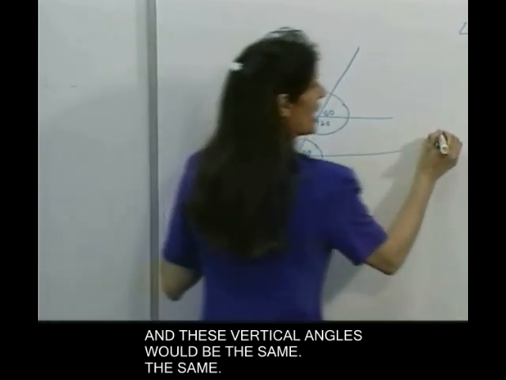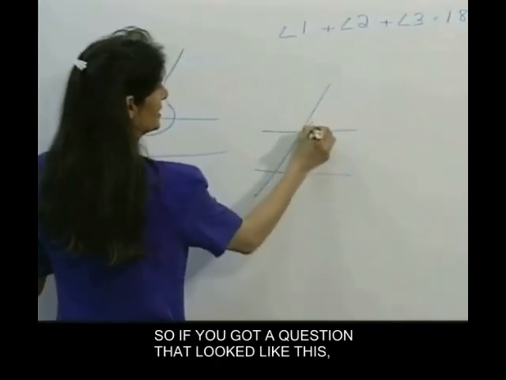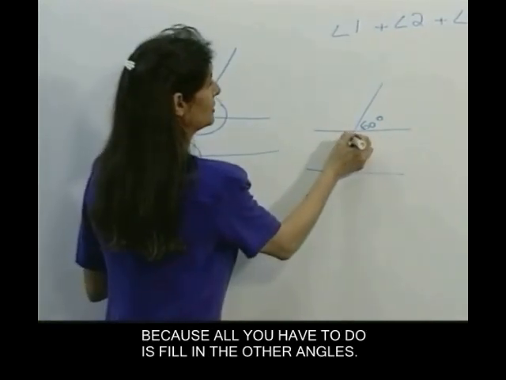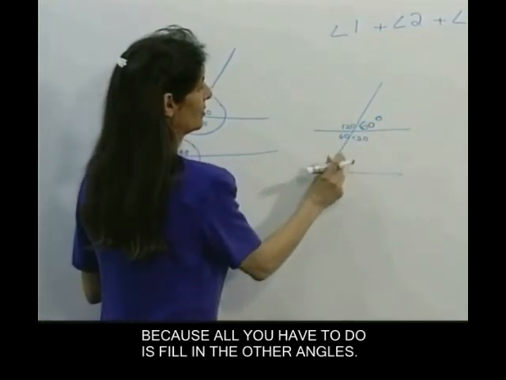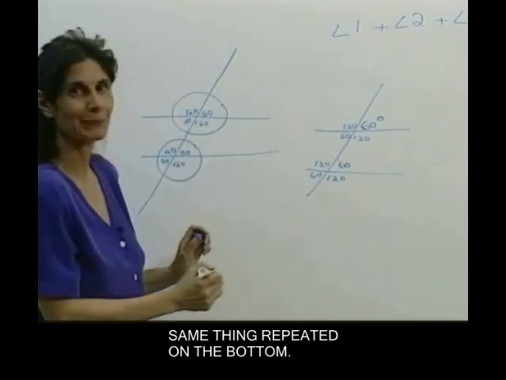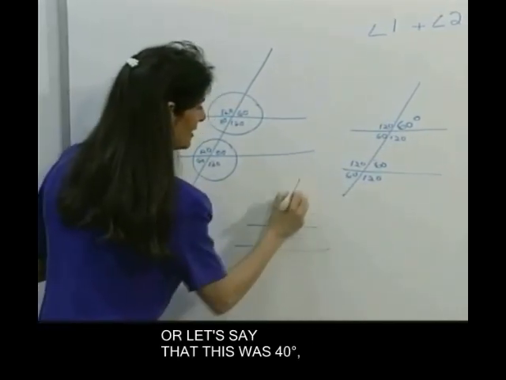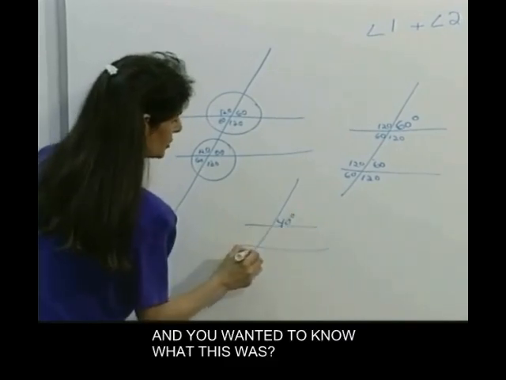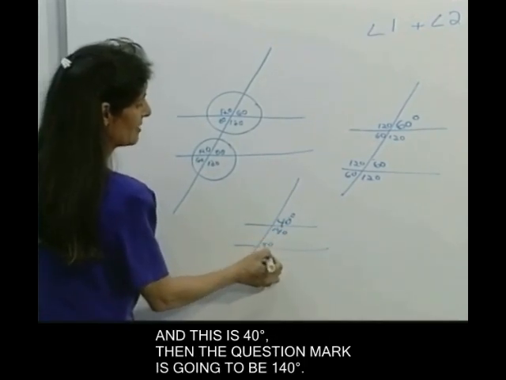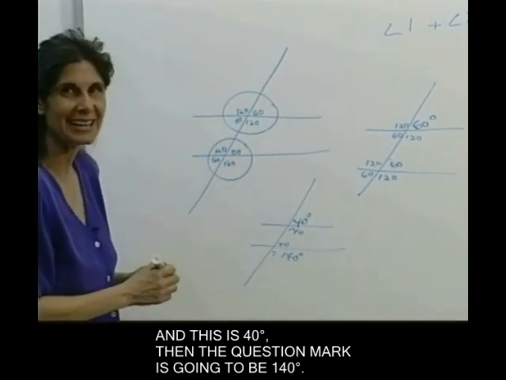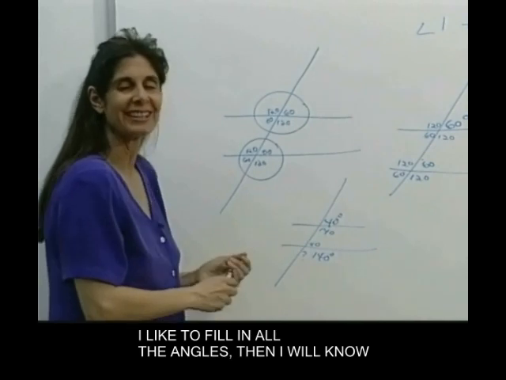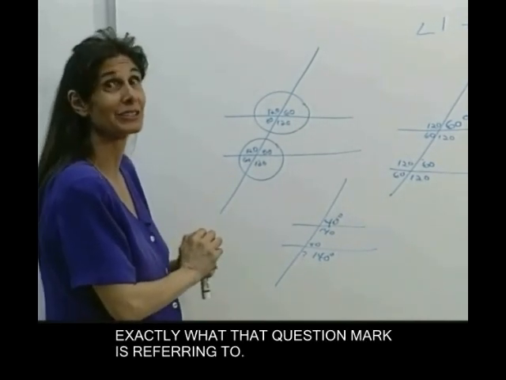So if you got a question that looked like this, you would know what the answer is because all you have to do is fill in the other angles. Here it is, same thing repeated on the bottom. Or let's say that this was 40 degrees and you wanted to know what this was. Well, if this is 40, then this is 140. And if this is 40, then the question mark is going to be 140. When dealing with two lines cut by a transversal, I like to fill in all the angles, and then I will know exactly what that question mark is referring to.